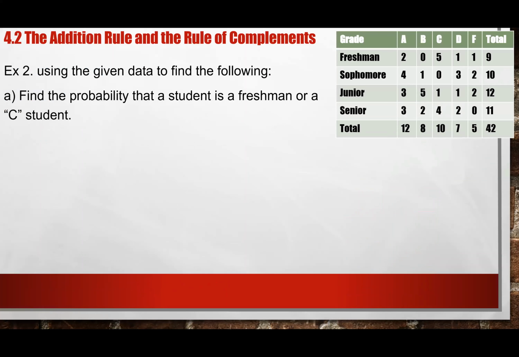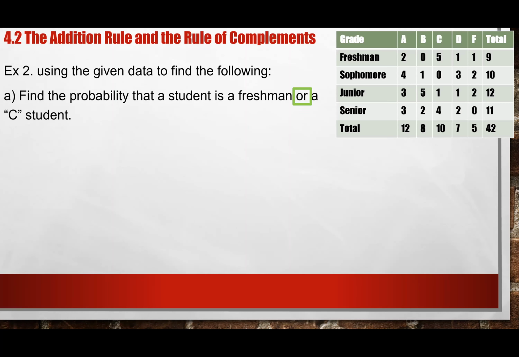So let's take a look at another one. This is all we're doing today, ladies and gentlemen: probability after probability after probability. Looking at this, you say, what is the difference? It's the same data. We have 42 students, same as before. They ask you, using the given data, to find the following probability: find the probability that a student, one student, is a freshman or a C student.